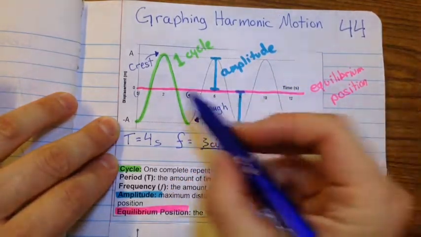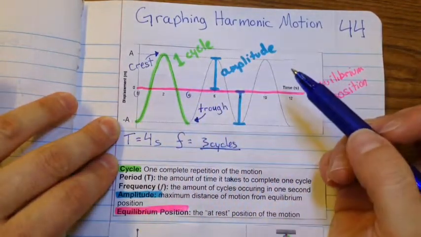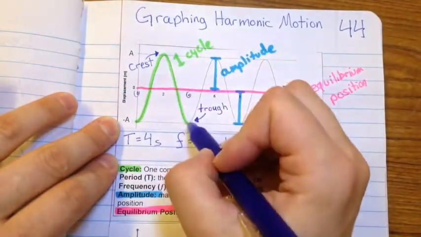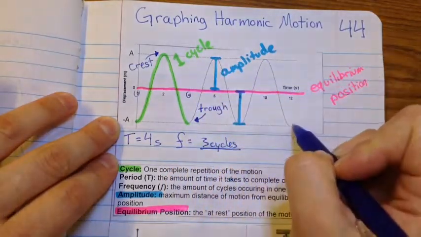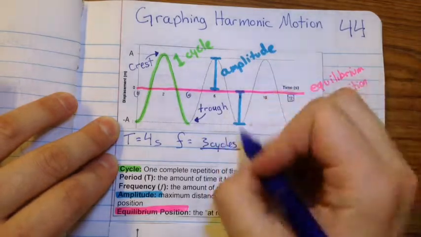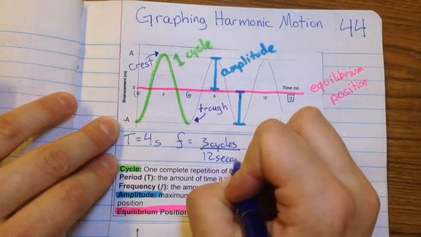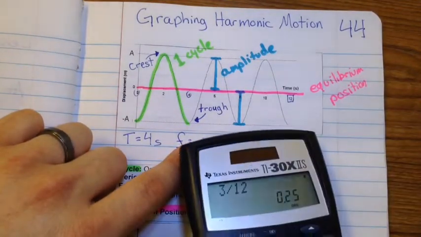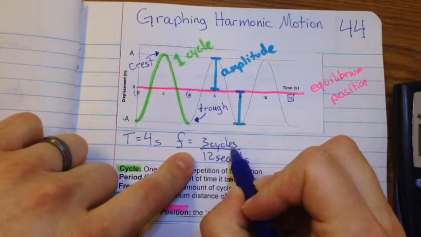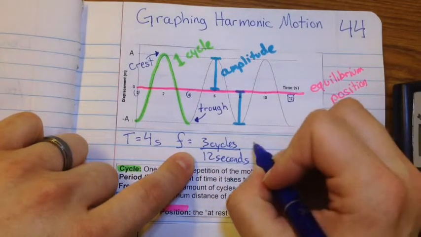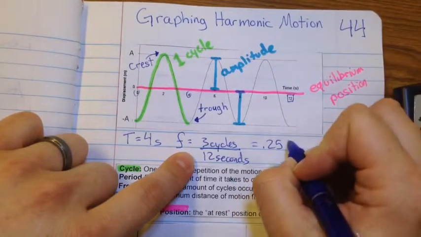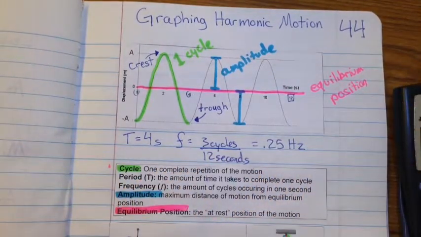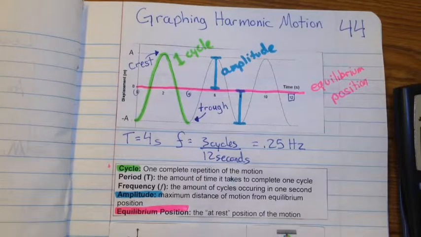Frequency is cycles per second. We did 3 cycles in how many seconds? 12 seconds. So 3 cycles divided by 12 seconds is 0.25 hertz. Does that make sense? Yes. Okay. Just a little bit.